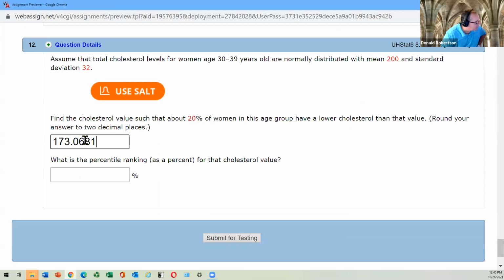Copy and paste is quite good, isn't it? It means that you don't accidentally type the wrong number in. And they want you to round your answer to 2 decimal places. So to 2 decimal places, that 6 goes up to a 7. Now, what's the percentile ranking? We call that guy the 20th percentile. So the second answer is easy. And okay, we did it. We finished. I got my goal. I'm happy.